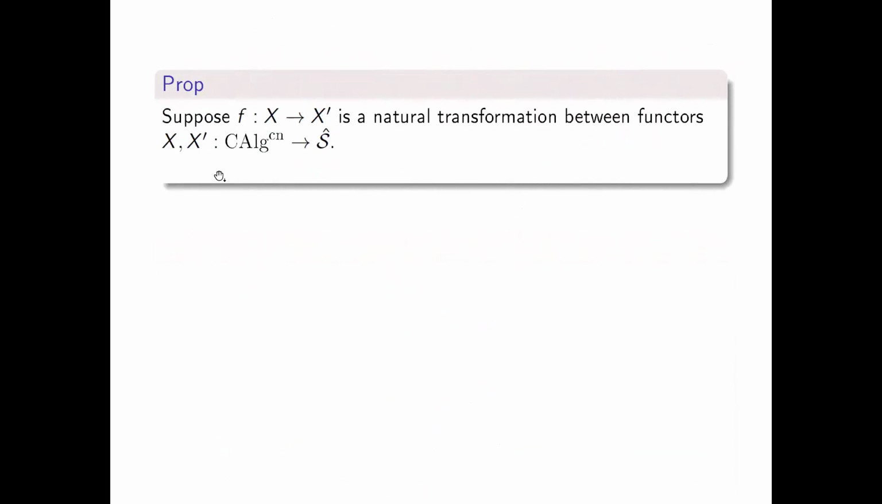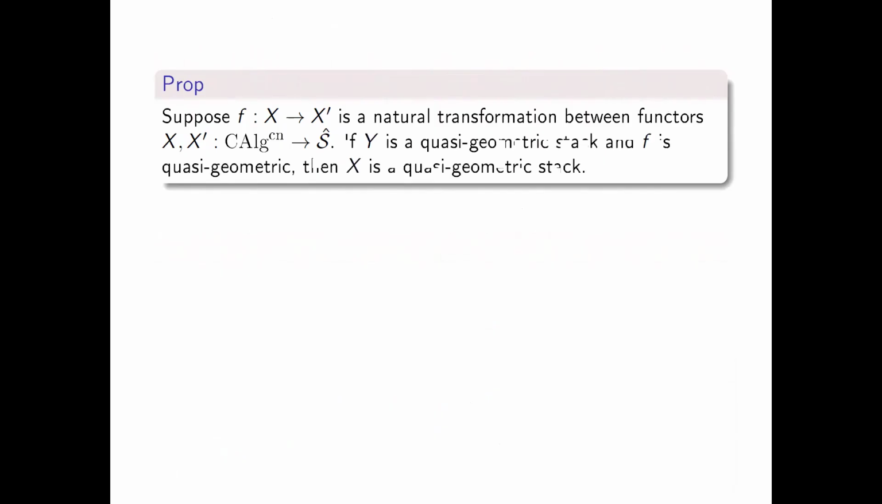Okay, right, so another proposition. Suppose you have a natural transformation again between these two functors. And here, okay, this is a typo. If X' is a quasi-geometric stack and f is a quasi-geometric morphism, then X is also a quasi-geometric stack.